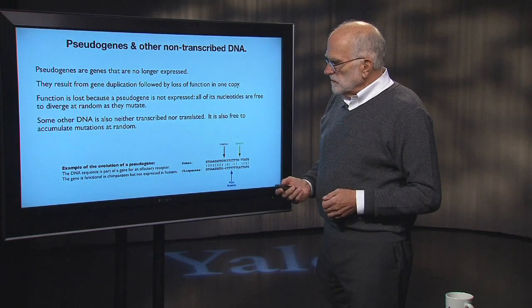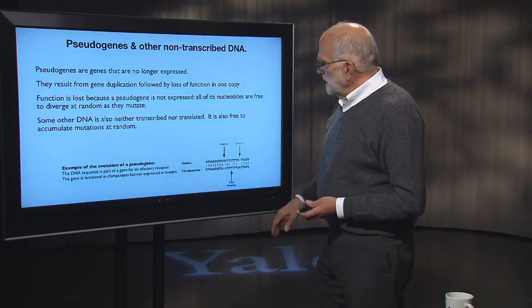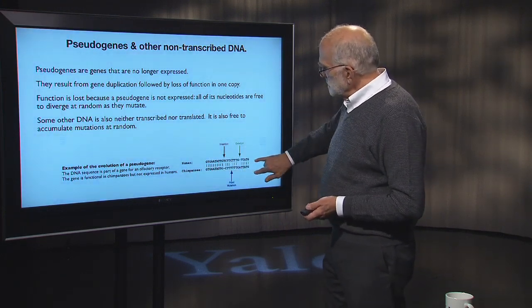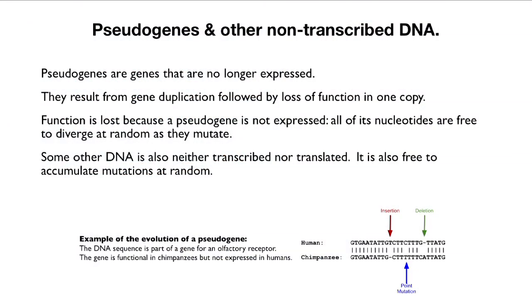Now, here we have an example of the evolution of a pseudogene. And we have a DNA sequence which is shared by humans and by chimpanzees. And the duplicated gene in the human is actually part of an olfactory receptor. It's functional in chimpanzees, but it's not expressed in humans. And there is both an insertion and a deletion which has occurred in the human copy. So you can see that just in the last 5 million or so years, since we shared ancestors with chimpanzees, variation in this pseudogene has started to accumulate.